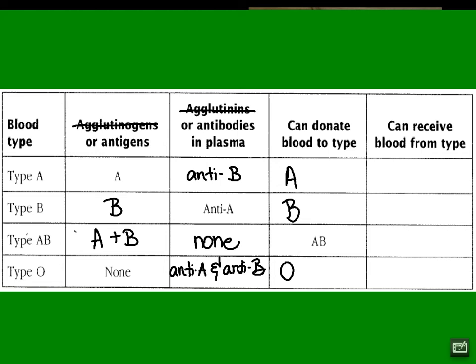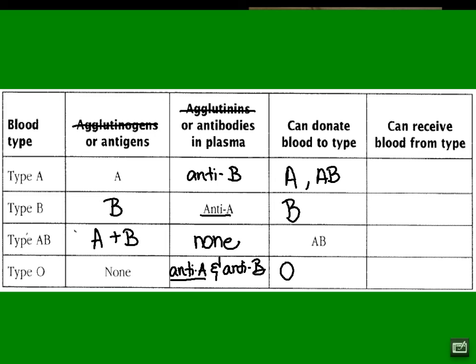If I donate type A to type B, it has anti-A antibodies, which are going to attack the proteins on my type A. So I can't donate to there. If I take type A and I donate it to type AB, there are no antibodies present to attack it. So I can donate to type AB. If I were to take type A and put it in with type O blood, the anti-A antibodies in type O would attack that blood. So we don't want those attacks to happen. So type A can only donate to A and AB.